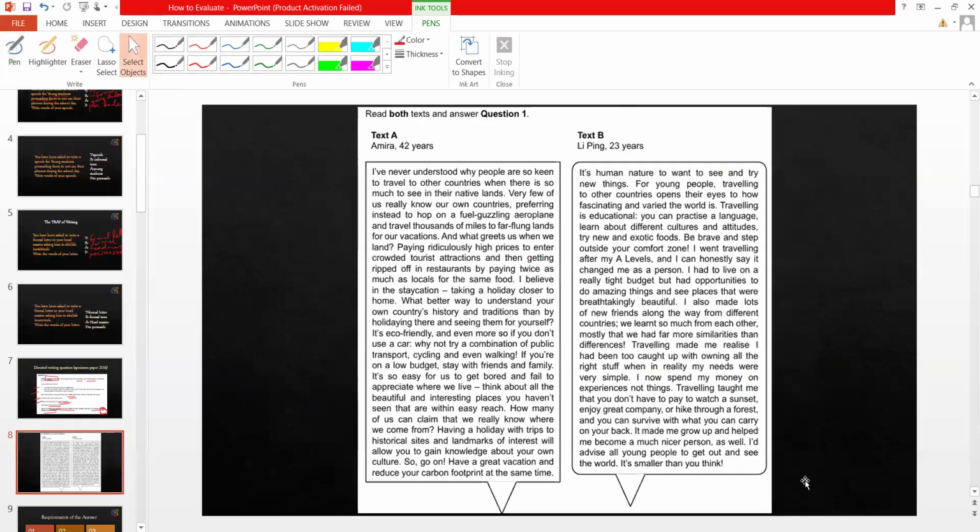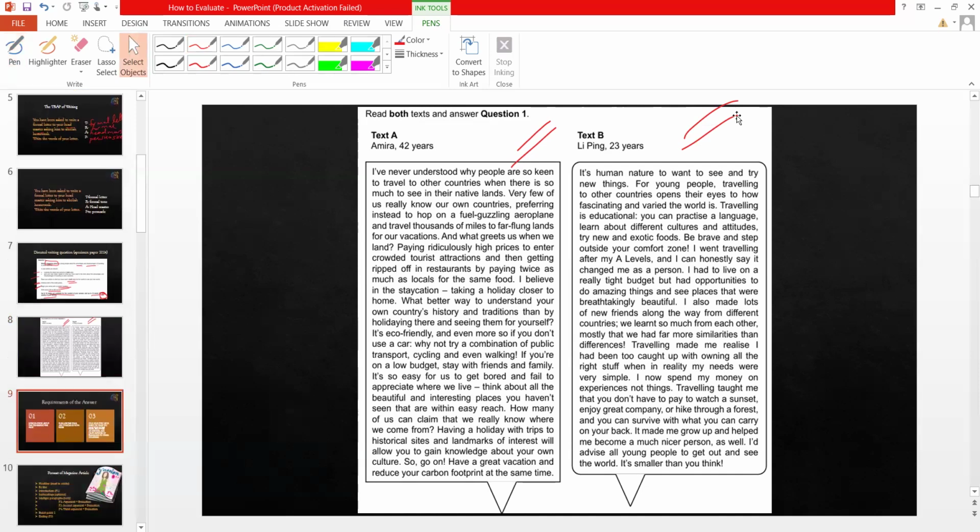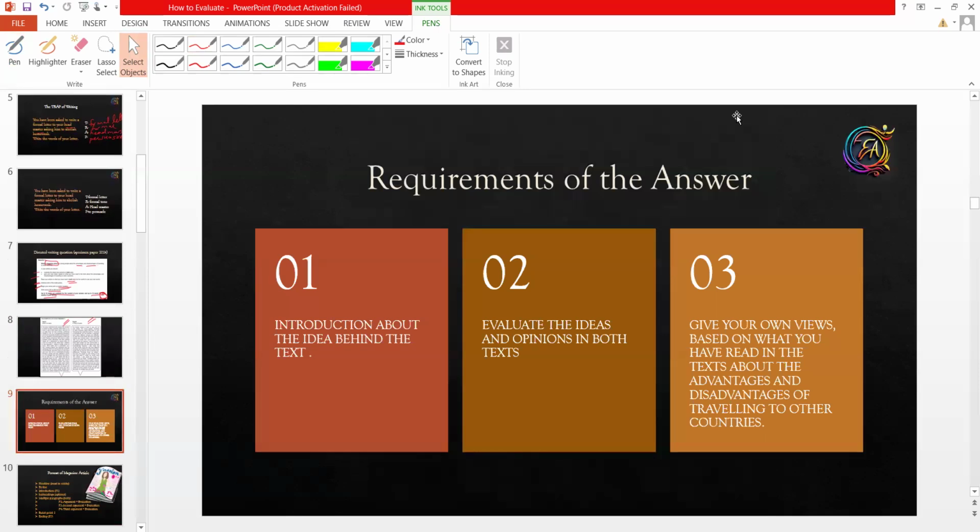So, as the question says, these are the two texts which are given to you. The first text is telling you about the advantages, and the second text is about the disadvantages. Or if the second text is about advantages, then the first text will be about disadvantages, and vice versa. It's not necessary. Now, let us move on to the third slide.